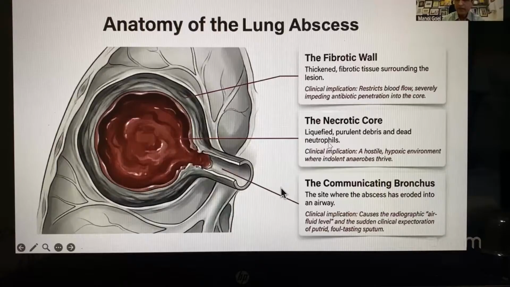this necrotic core. And then there is a communicating bronchus, the site where the abscess has eroded into the airway, and the clinical implication is that it causes a radiographic air fluid level and the sudden expectoration of putrid, foul-tasting sputum.